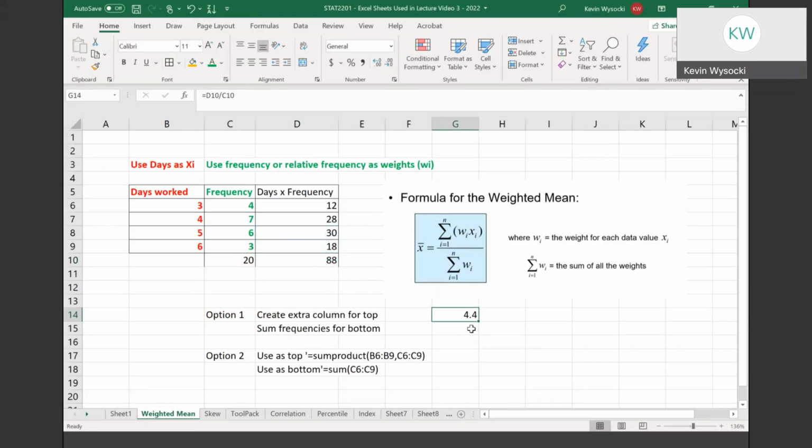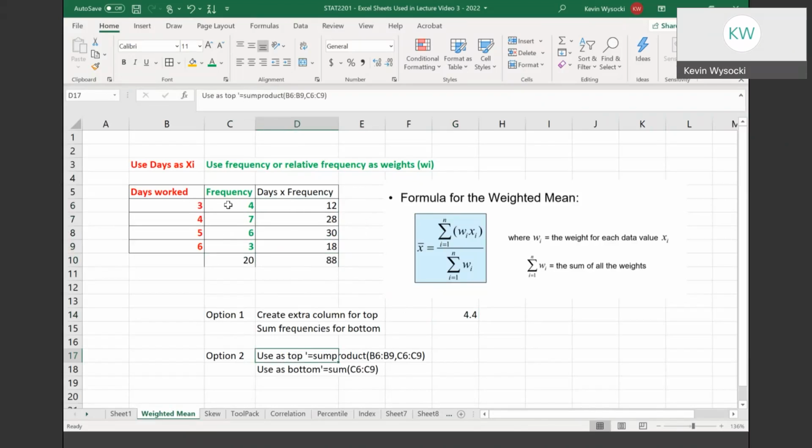And we get X bar to be 4.4. So that's kind of a long way to do it. You can create the columns or an extra column and then find the total of each on the bottom. Excel does have a reserved equation called sum product. What it does is it multiplies two values next to each other. So in this case, 3 times 4, and then it adds the column for you.